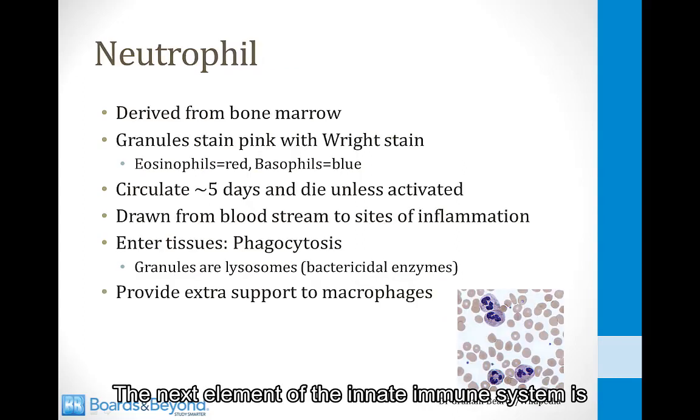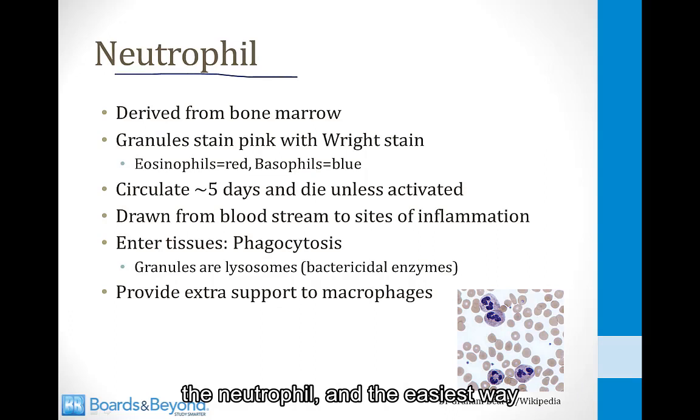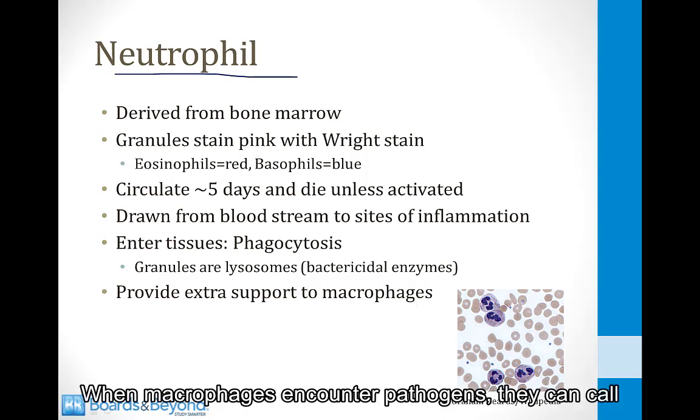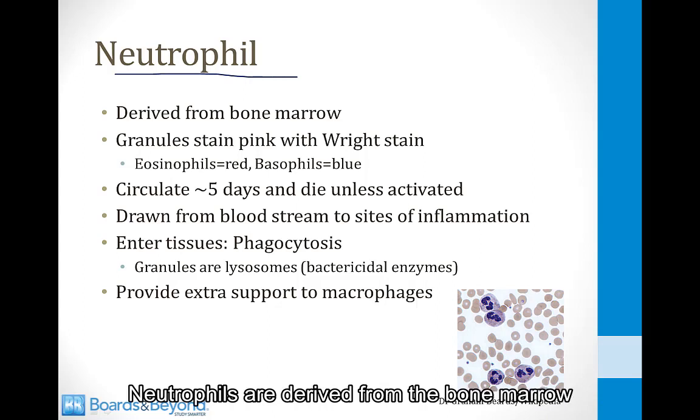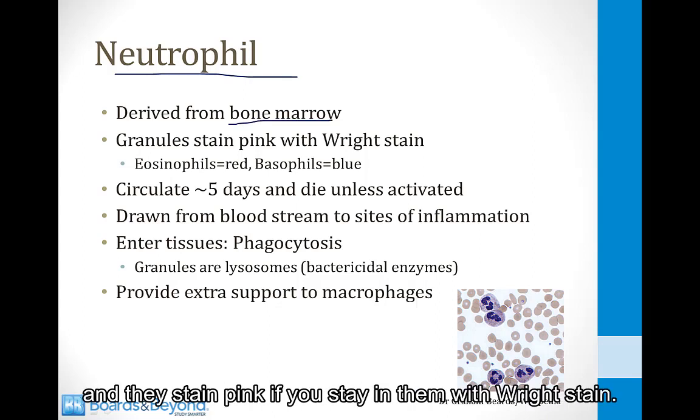The next element of the innate immune system is the neutrophil, and the easiest way to think about neutrophils is that they are the backup cells to macrophages. When macrophages encounter pathogens, they can call in neutrophils from the bloodstream for help. Neutrophils are derived from the bone marrow, and they stain pink if you stain them with Wright stain.